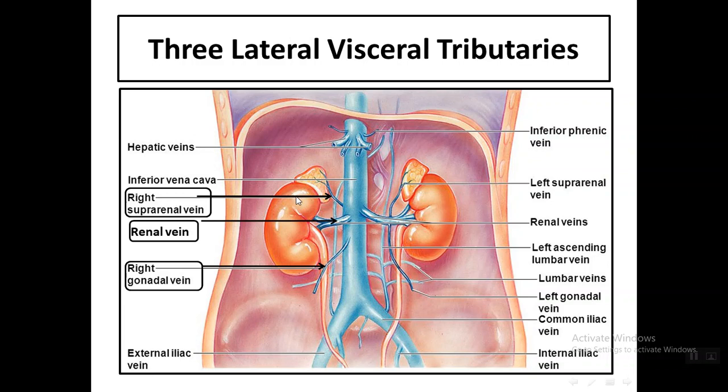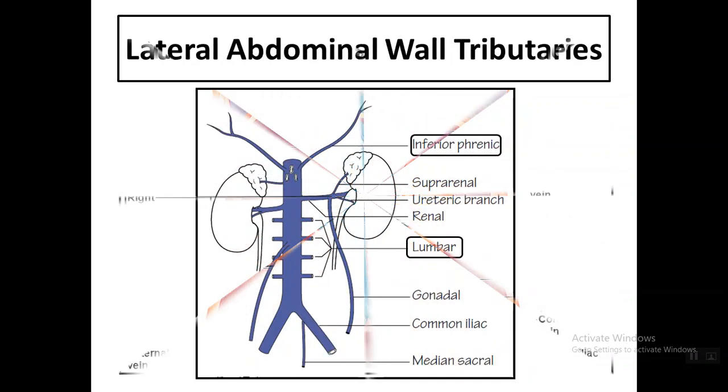3 lateral visceral tributaries. These are the right suprarenal, renal vein, and the right gonadal. Why don't we say the left suprarenal? The left suprarenal will drain into the left renal vein, and the left gonadal will also drain into the left renal vein. These are the 3 lateral visceral tributaries.